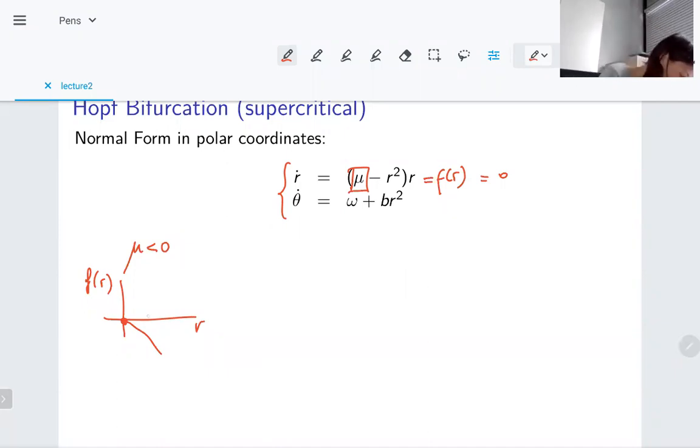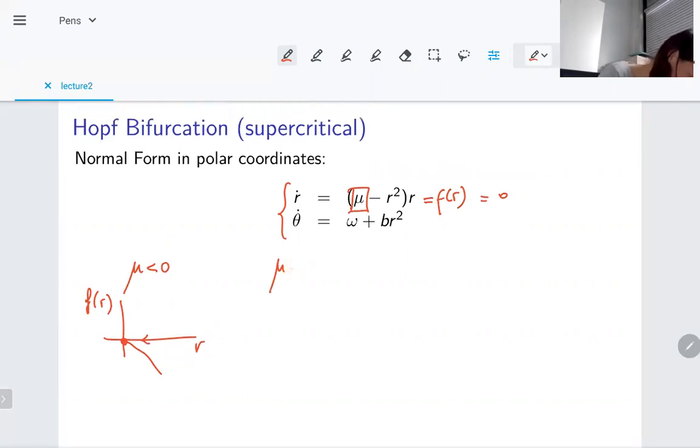And actually this equilibrium is stable. It attracts trajectories nearby. So for mu exactly equal to 0, this function f of r is the same, it has a tangency here. So there is only one equilibrium, which is stable. But for mu greater than 0, the function f of r looks like this.